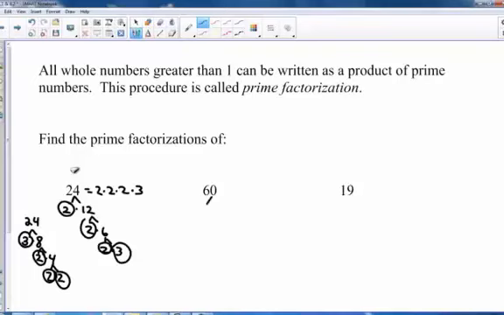So for 60, you could do 2 and 30. I see 6 and 10, so that's what I'm going to do. But it doesn't matter. You'll get the same answer. So go ahead and prime factorize this however you would like. And then your prime factorization should be 2 times 2 times 3 times 5. And 19 is a prime number. So that's just 1 times 19.